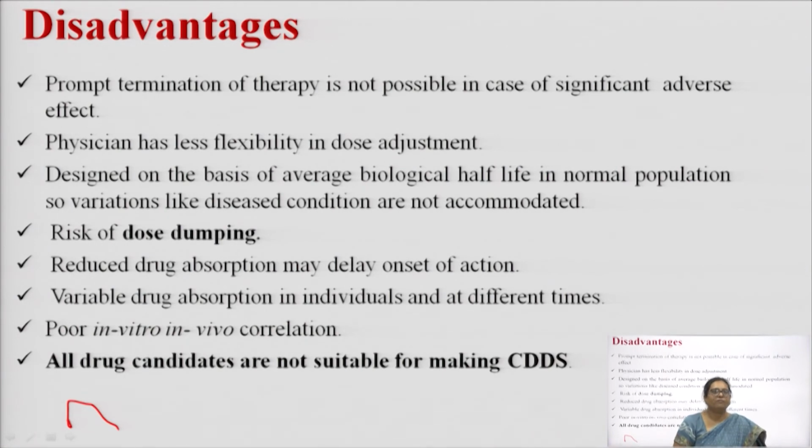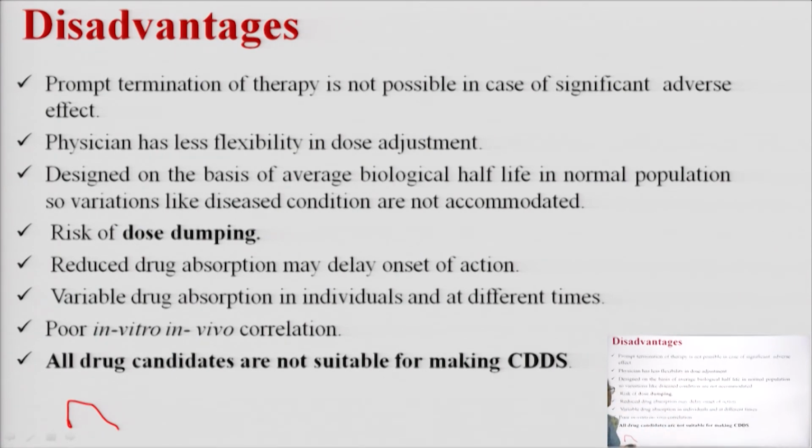But in case of controlled drug delivery systems, it is not possible to reduce the dose or vary the dose as per the patient needs. So, physicians have got less flexibility in dose adjustment. For example, if you are taking an enteric coated tablet and you break it into two halves, the purpose of coating will be defeated. The dosage form will not be effective.